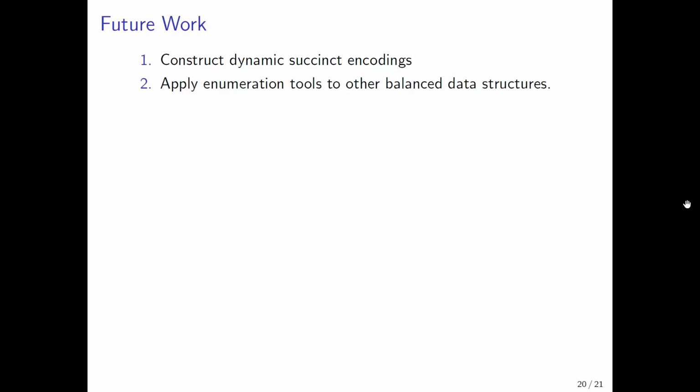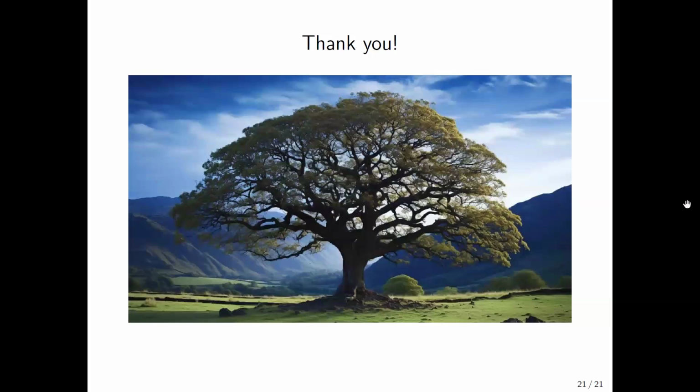And then the other thing we might want to do is apply our enumeration tools to balanced data structures beyond AVL trees, or maybe even beyond trees. Any recursively defined combinatorial structure could work with our encoding. And lastly, we might want to improve from just getting the exponential growth to getting even more information about the sequence. So thank you.